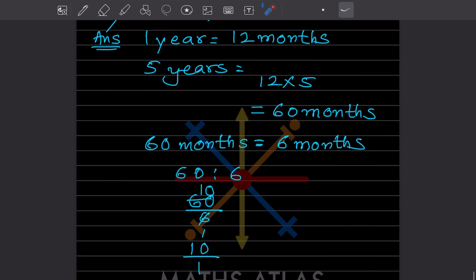And this you are going to divide. So it will be 60 by 6, which is nothing but 6 ones are 6, 6 tens are 60, that is 10 is to 1.